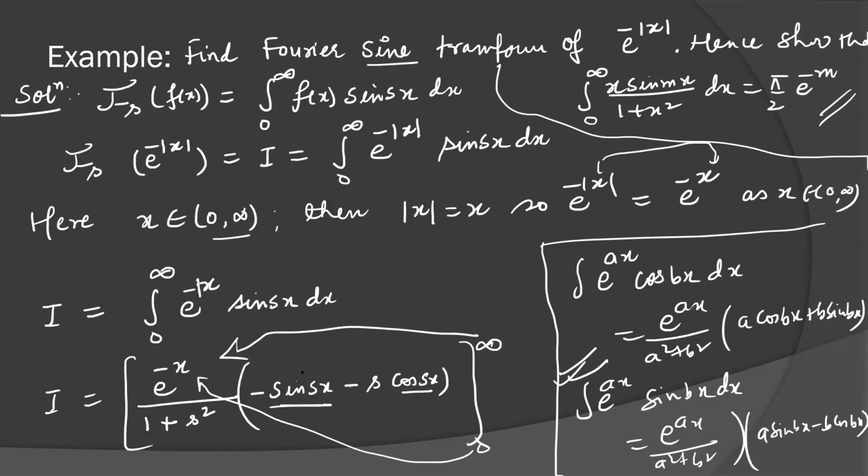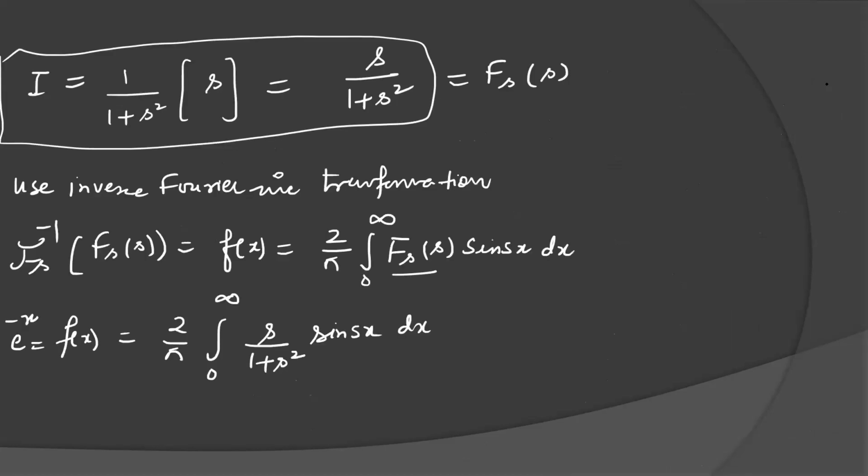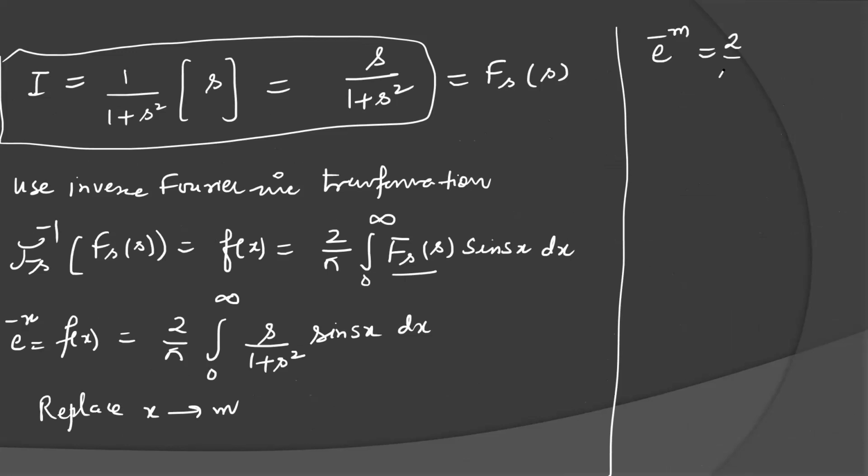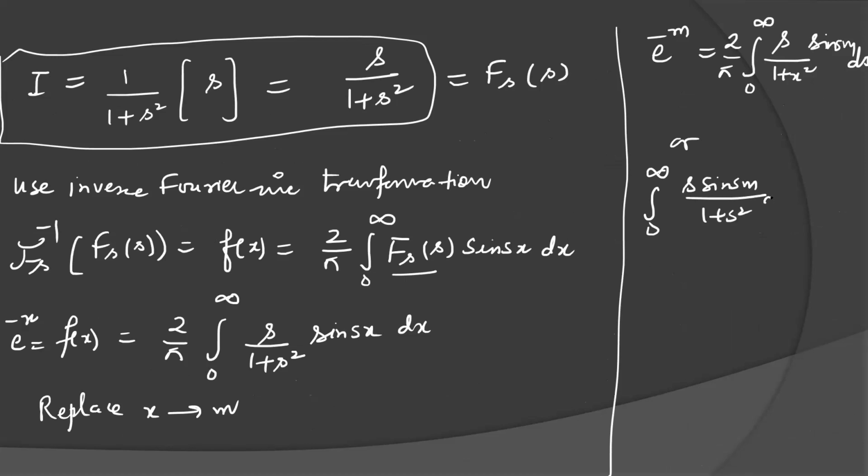You want the integration in terms of m here. Since m is greater than 0, I am replacing x by m. So you will get e to the power minus m equals 2 over pi times the integral from 0 to infinity of s over 1 plus s square sin(sm) ds, or the integral from 0 to infinity of s sin(sm) over 1 plus s square ds equals pi by 2 e to the power minus m.